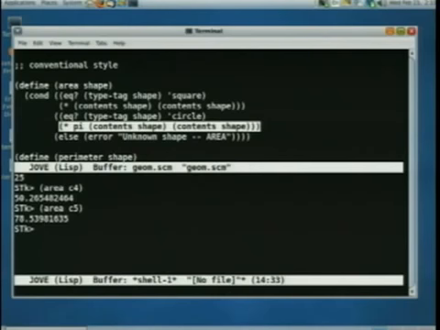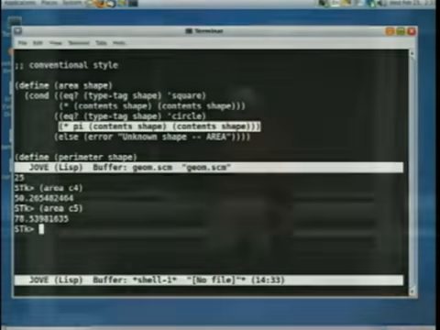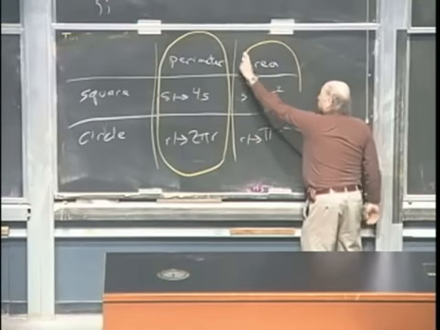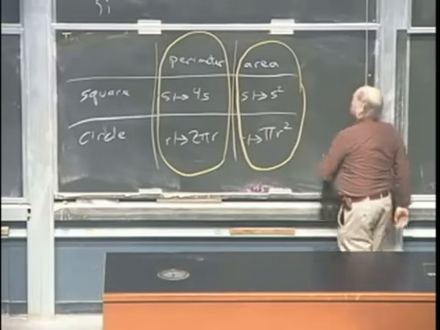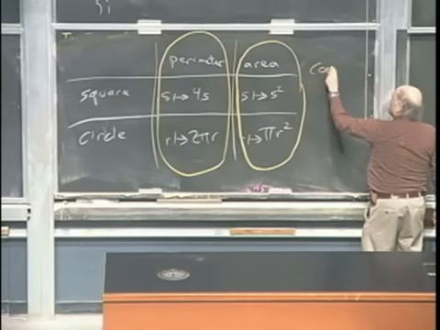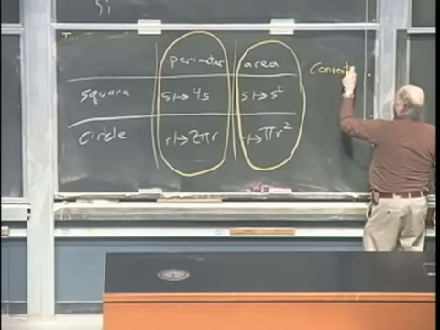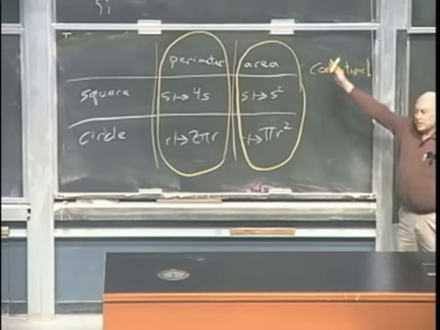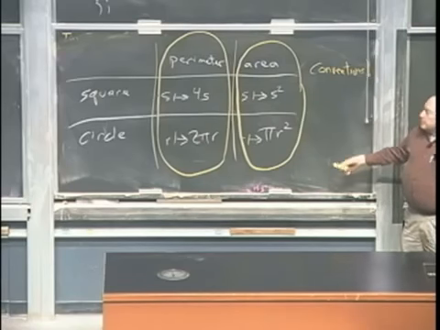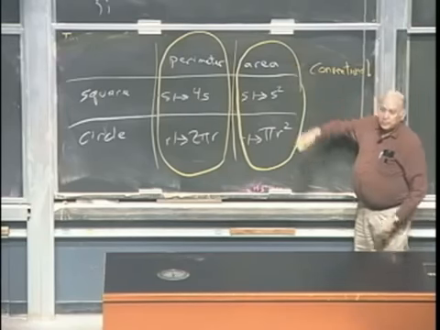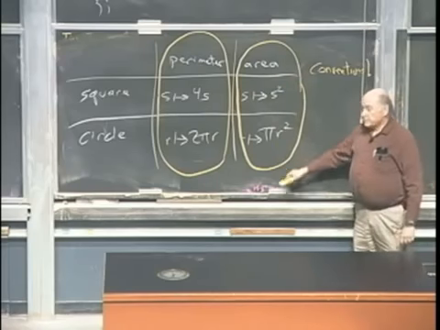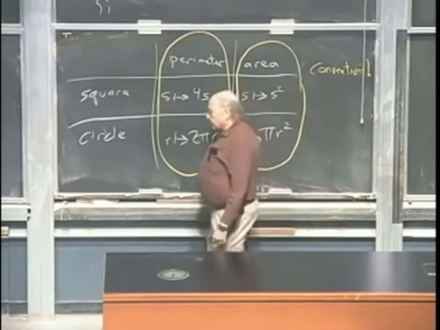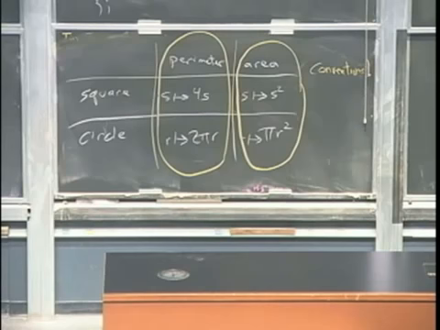So on my picture, this is conventional style, where we group things basically by the columns. So everything having to do with a particular verb, find the area, all the different ways of doing it for the different data types are grouped together. Okay?